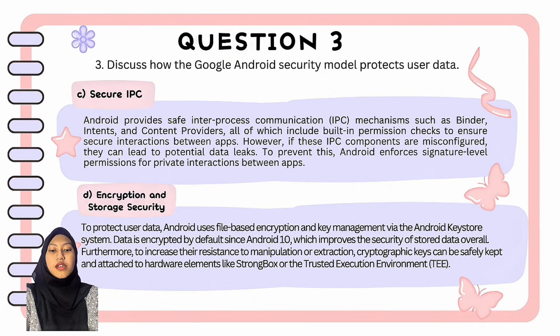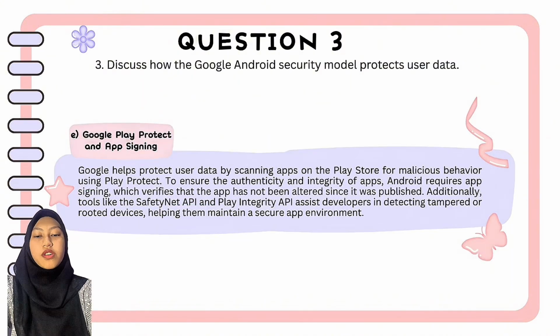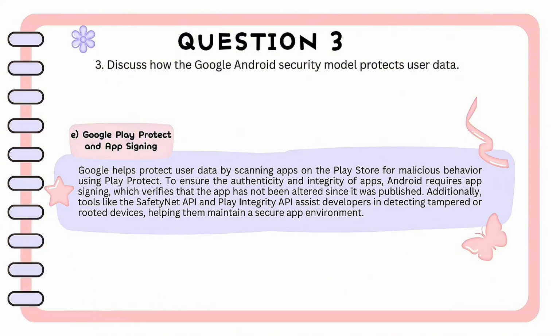Ensure data safety from tampering or unauthorized access. Last point for question 3 is Google Play and app sign-in. Google helps protect user data by using Play Protect, which automatically scans apps on the Play Store for any malicious behavior. It runs in the background and helps keep both installed and newly downloaded apps safe.